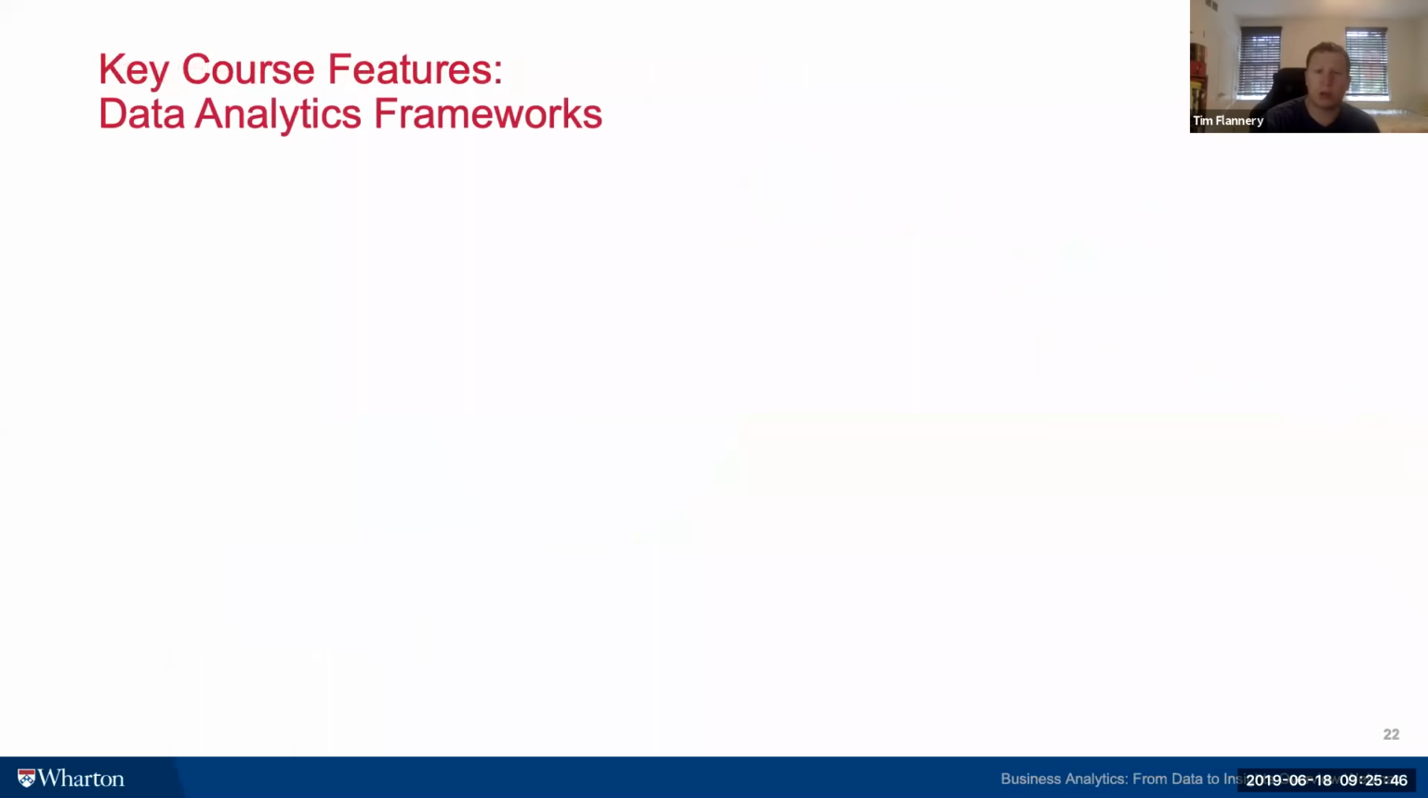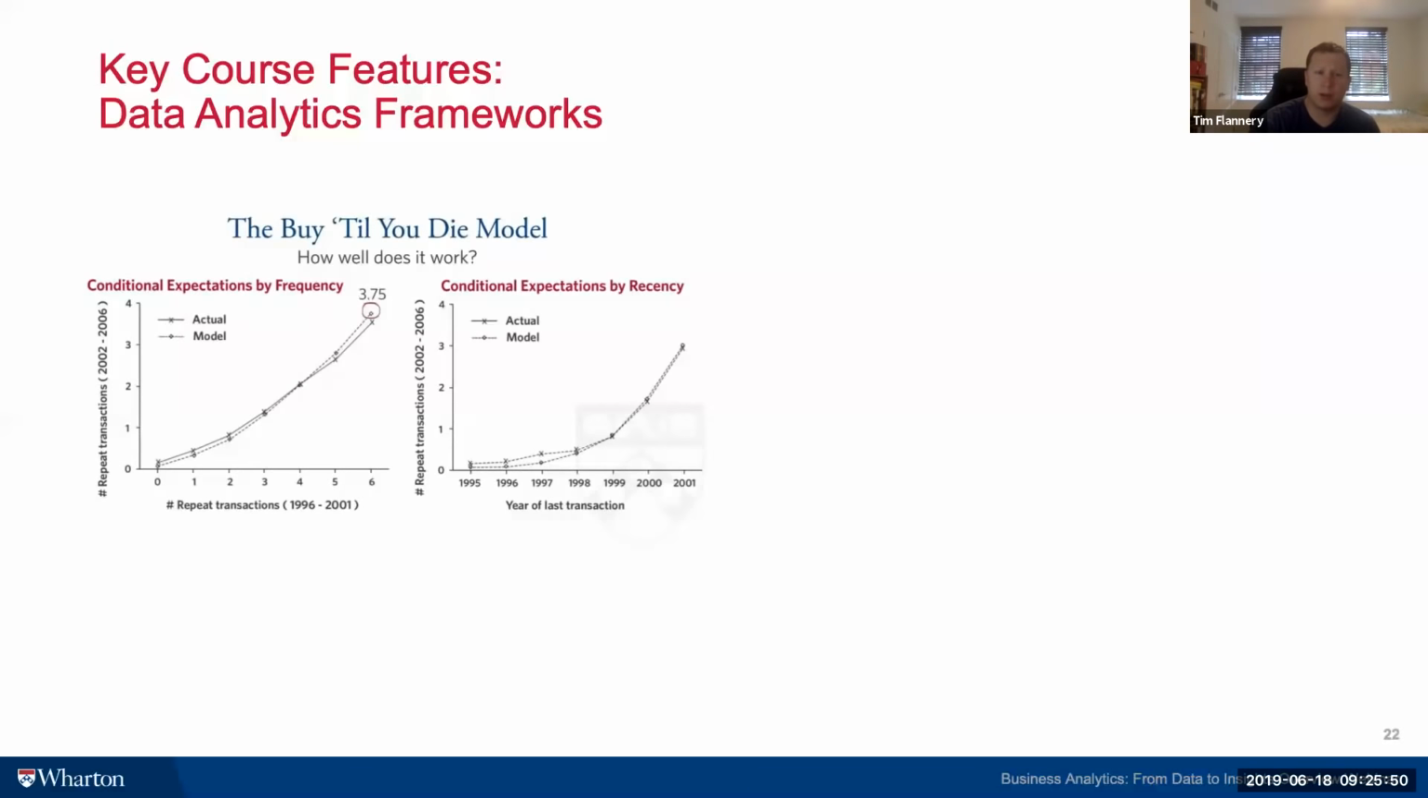And then throughout the course, we're going to go through a bunch of different frameworks. So the first is the buy till you die framework. This is Pete Fader and probability world. So people will keep buying and buying, and how do you predict their frequency of buying? And so this is a probability model of predicting the frequency of purchases over time.